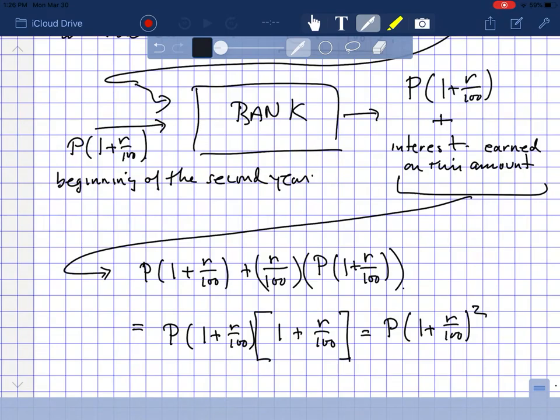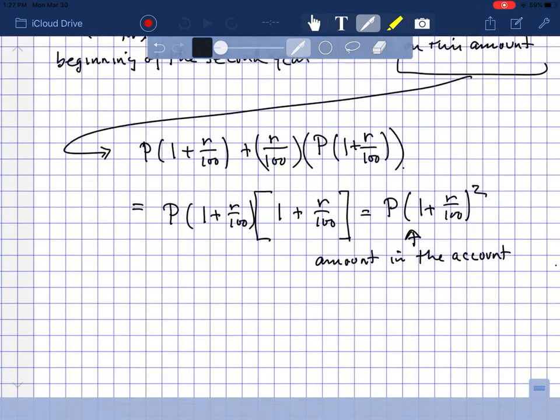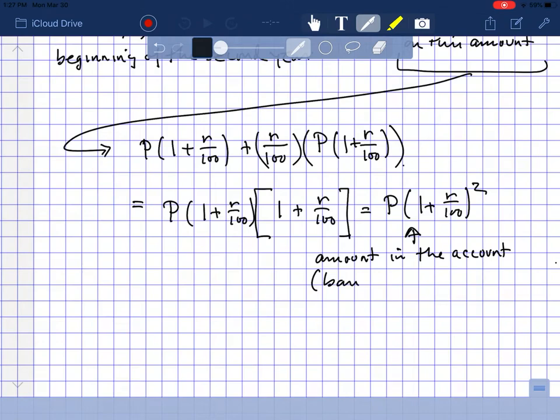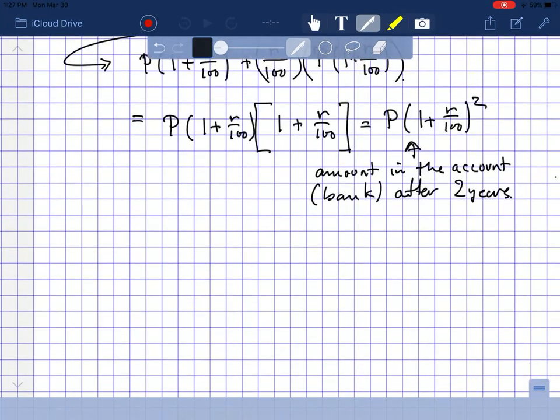All right, so this represents the amount of money in the account in the bank after 2 years have elapsed. All right, and let's do this one more time.